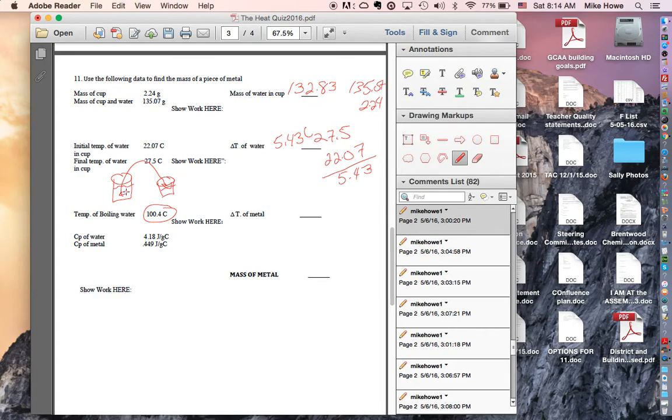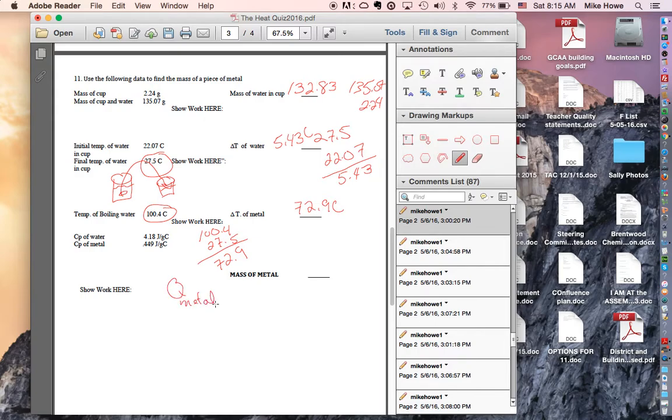The change in temperature then would be the difference in temperature of this water and this water. So your beginning temperature was 100.4 for the metal. The final temperature of the metal would have been the same as the final temperature of the water, so it'd be 27.5. And that number came from right here. So our change in temperature would be 72.9 degrees C.